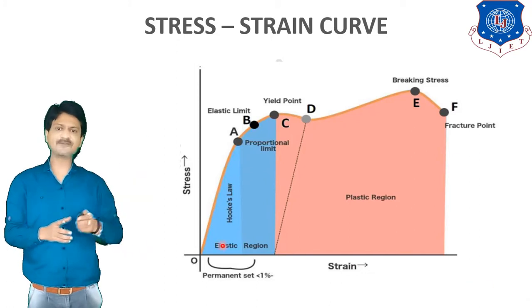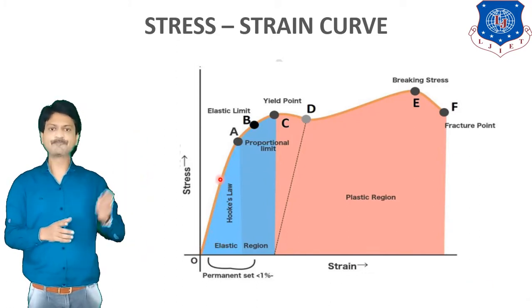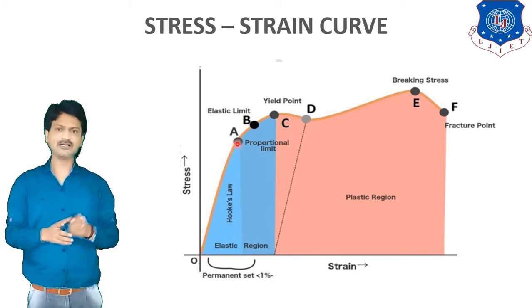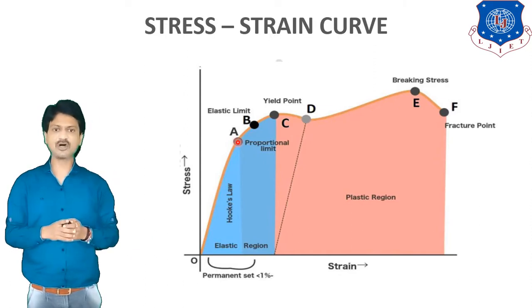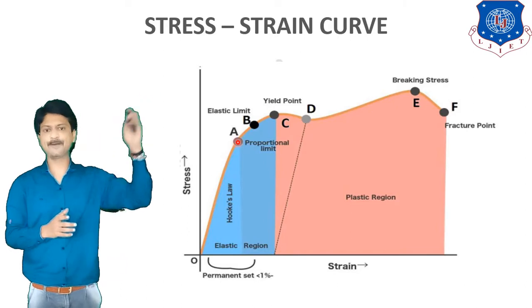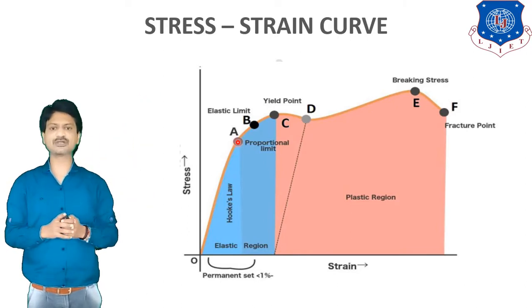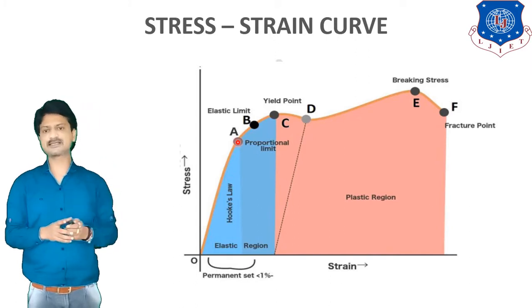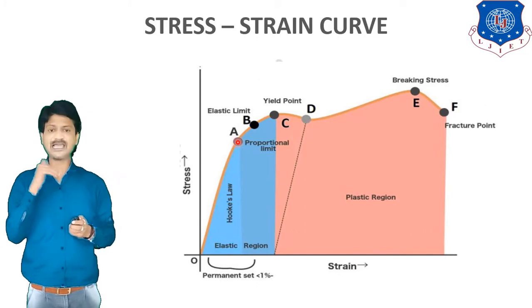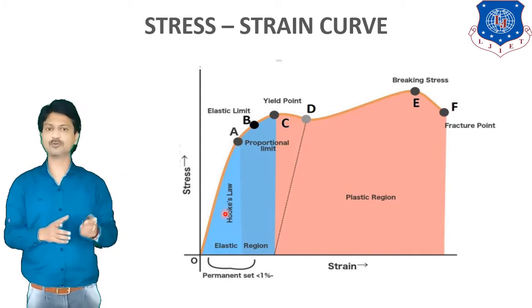You can see in the figure, in the range OA, the strain is directly proportional to the stress, or we can say the load. Here the graph is a straight line. So we can say that point A is the limit of proportionality, because in this range between O and A, strain is directly proportional to the stress. It is the value of stress up to which strain and stress have a constant ratio. We can say that it obeys Hooke's law.